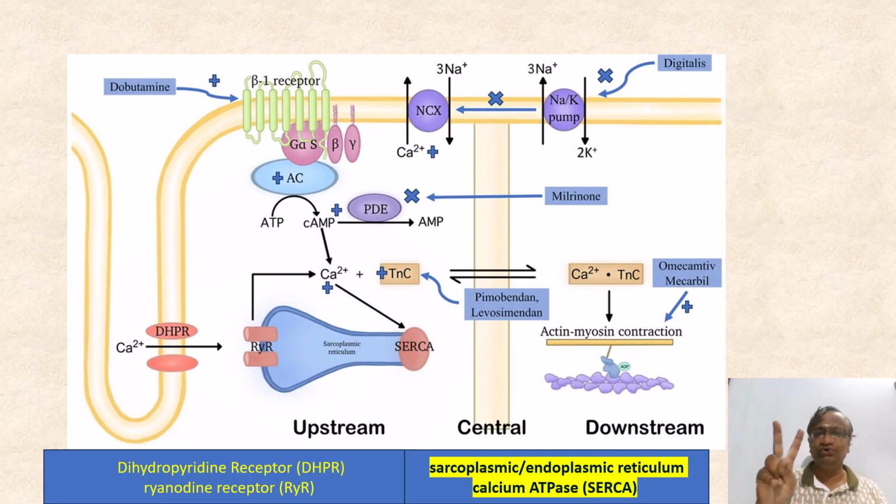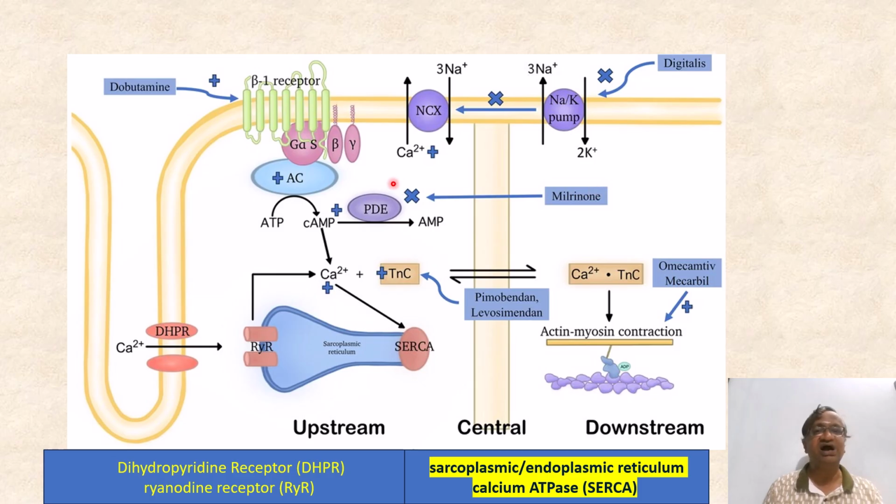Now there are two pictures like this. Don't worry, the picture will come again. Now I am talking about the beta 1 receptor: dobutamine or adrenaline or whatever it is, dopamine. This stimulates adenylate cyclase. ATP is converted to cyclic AMP. This is the main pivot. cAMP increases calcium, calcium increases your contraction, actin myosin contractions. cAMP is also increased by milrinone.